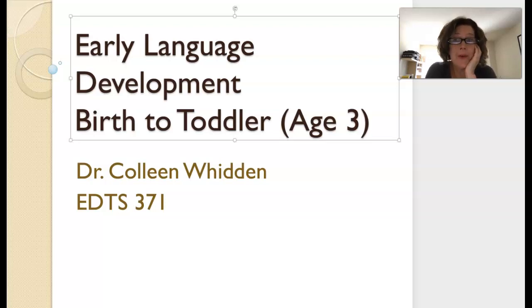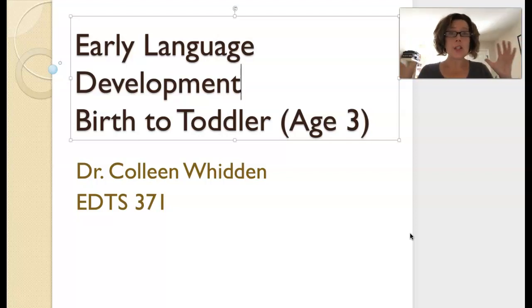All right, here we go. Lesson 7, Early Language Development, Birth to Toddler. In lesson 6, we looked at brain development around language development. Now we're going to look at what happens in that early childhood time between birth and age 3. It's amazing what happens in language development in there.